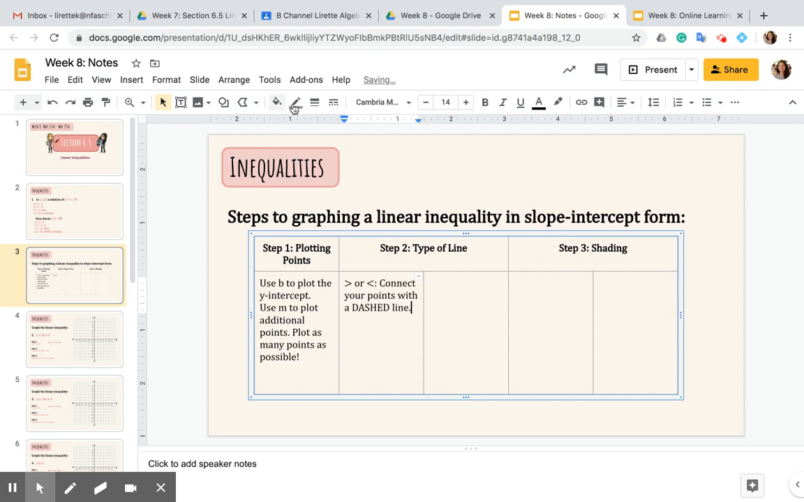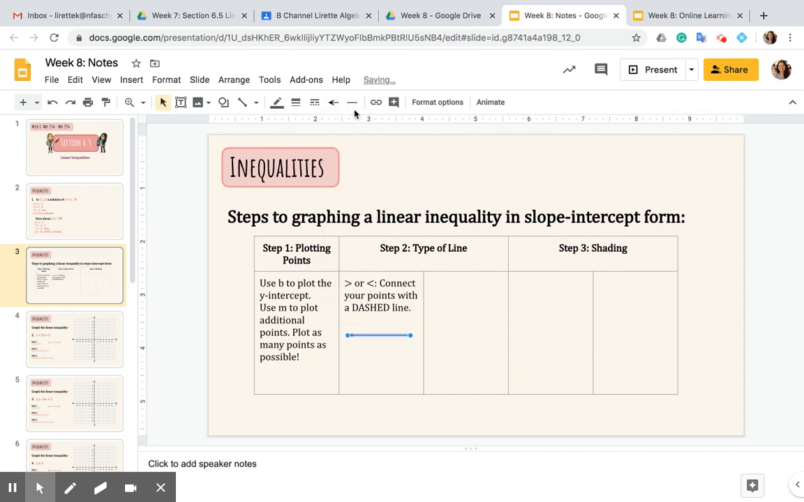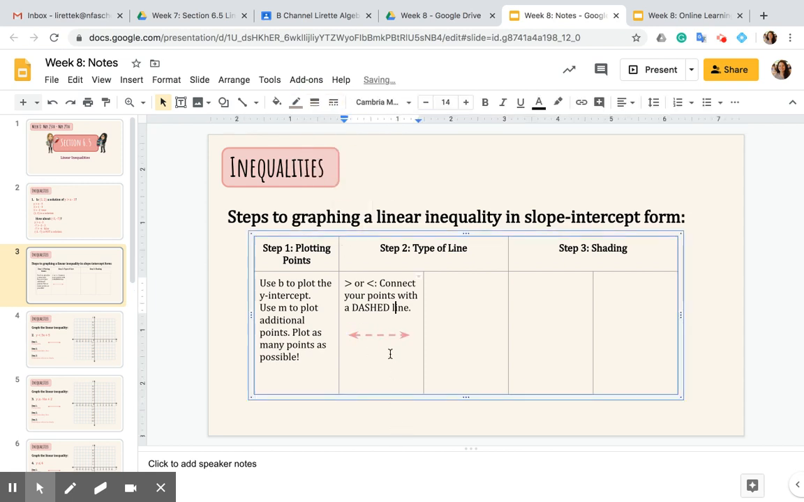So something that kind of looks like this. Let me actually put one here so you can see it. It's going to look like this. Let me get some arrows on there. Make it a little thicker so you can see it. Change the color even. It's going to look like this. It's going to be a dashed line, okay?